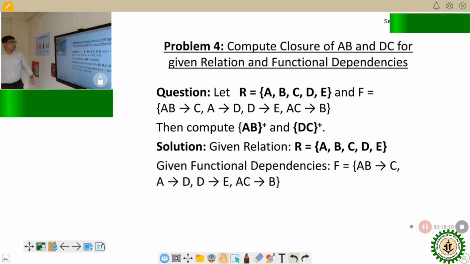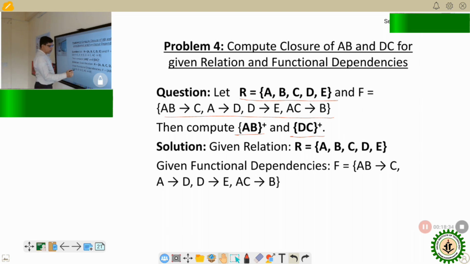Next, that is problem 4. Now compute the closure of AB and DC for the given relation and functional dependencies. So this is the relation and these are the functional dependencies. Now you are finding AB plus and DC plus, that is the closure of AB and DC.